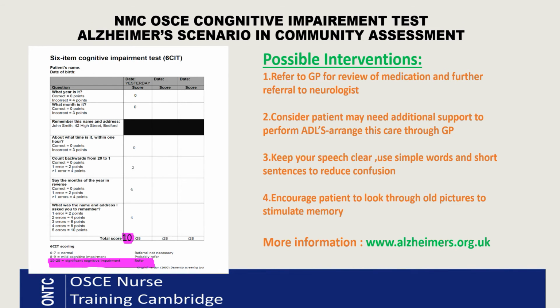And also the patient will probably need further referral to the neurologist again. So you will do that through GP. So you will refer the patient to GP for review of medication and further referral to the neurologist. Another intervention can be, consider the patient may need additional support to perform ADLs. ADLs means activities of daily living.